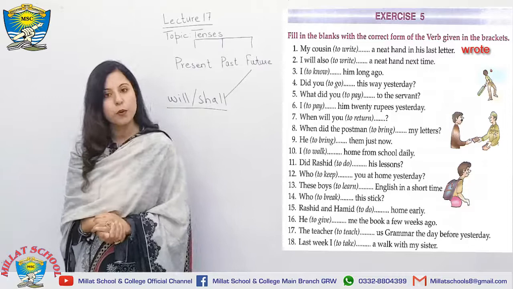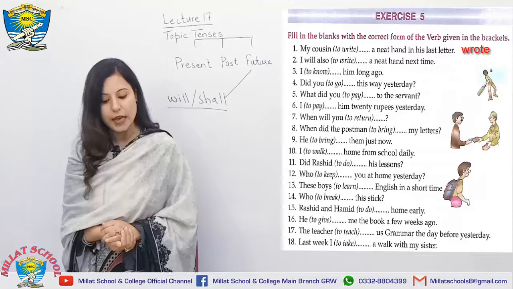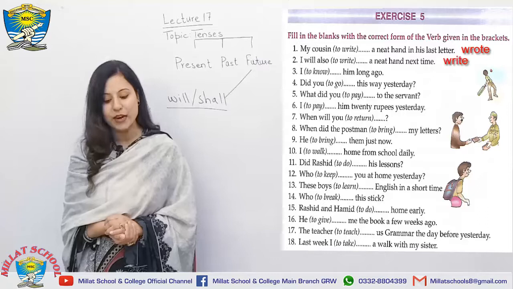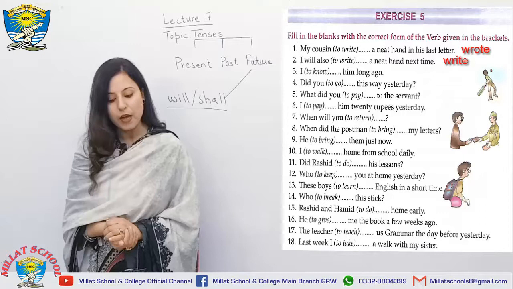Number 2, I will also dash a neat hand next time. Now they are talking about the next time, which tells us about the future. So I will write, write. Yes, exactly. Number 3, I dash him long ago. I know him. This is about the present time. So I shall use the form of the verb know.